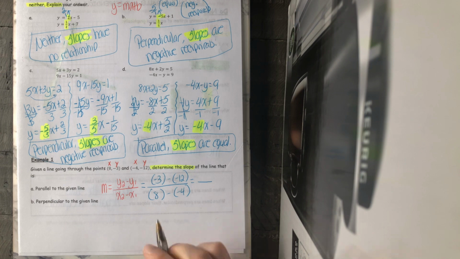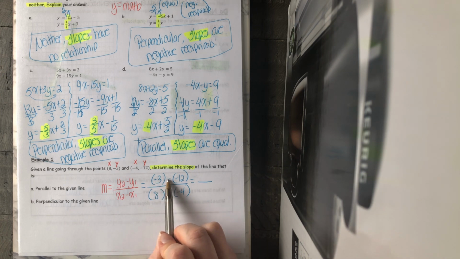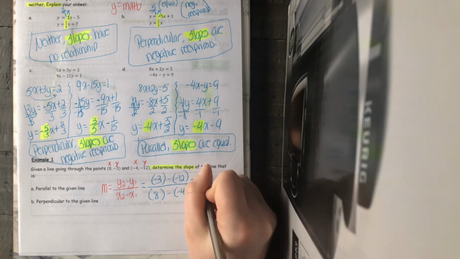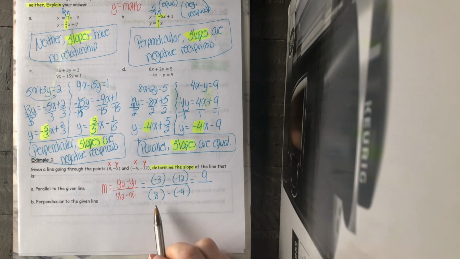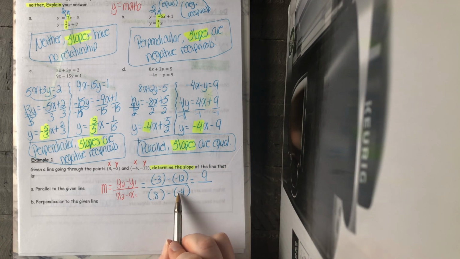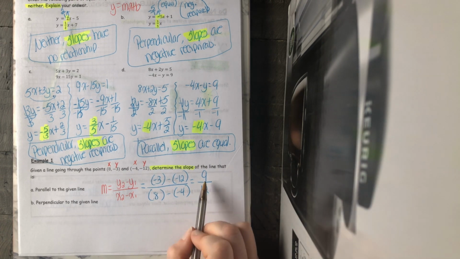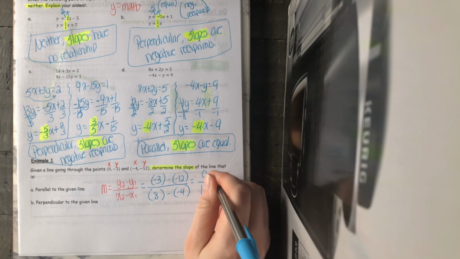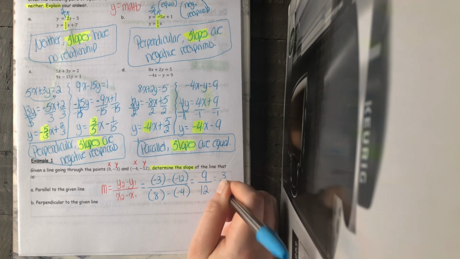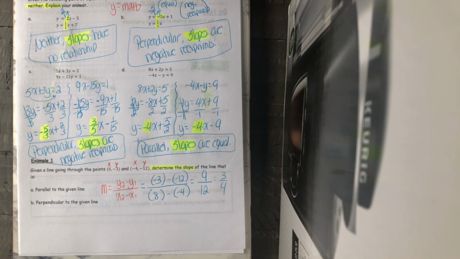And then again, negative 3 minus negative 12 is positive 9. 8 minus negative 4 is positive 12. And I can simplify this to be 3 over 4. Because if you can simplify, we really want you to. So I know that that's going to be the slope of these 2 points.